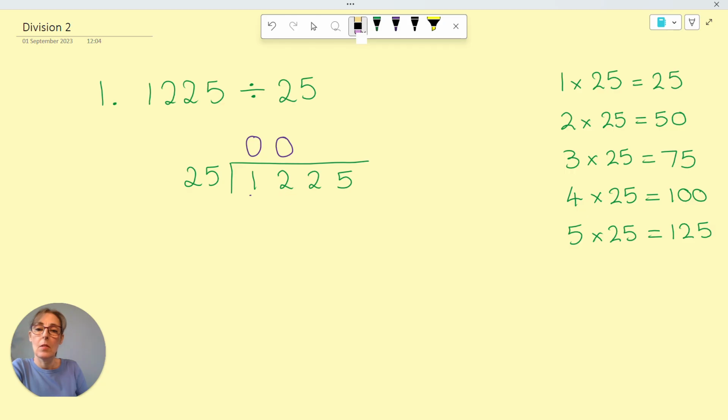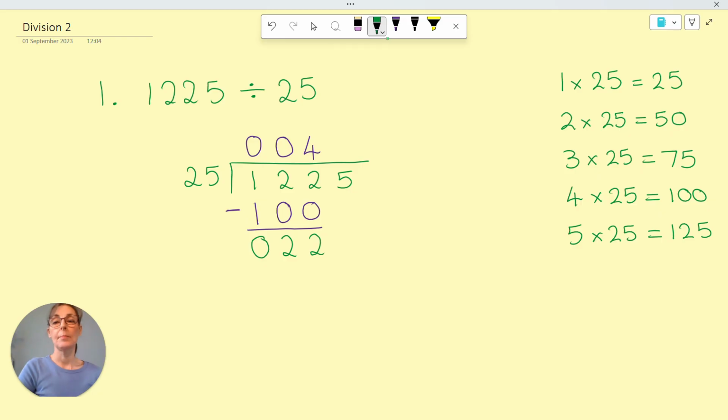Let's get rid of that. How many 25s fit into 122? Okay, well, it's not quite 125, so we can't say 5, we've got to do 4 lots. So 4 multiplied by 25 gives us 100. And then we do subtraction here. So we do 2 take away 0 is 2, 2 take away 0 is 2, 1 take away 1 is 0. So now we've got 22.